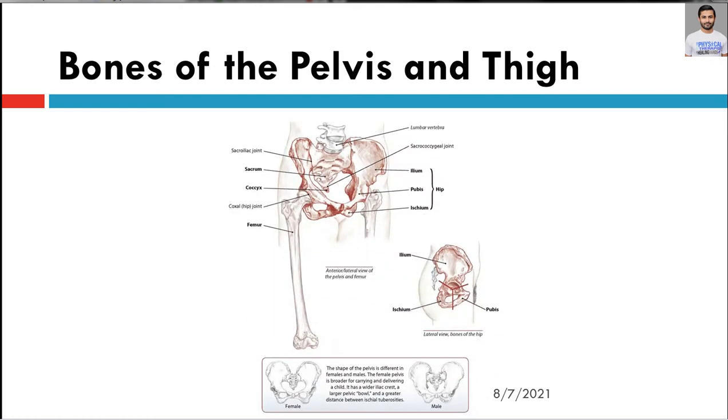If we talk about the bones of the pelvis and thigh, there is just a single bone in the thigh, which is called the femur. The pelvis is made by three bones, or it is sometimes referred to as two innominates. So the right innominate is formed by the ilium, pubis and ischium. Together these three bones make the iliac bone on one side and another iliac bone on the other side. Anteriorly they are joined by the symphysis pubis and posteriorly they are joined by the sacroiliac joint on each side.